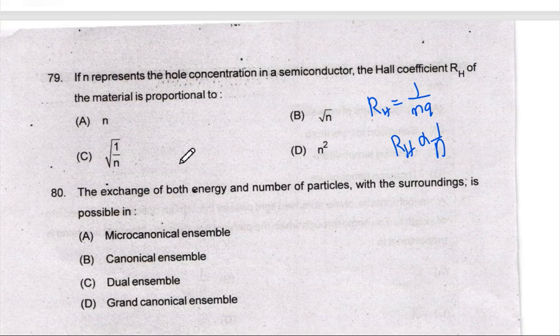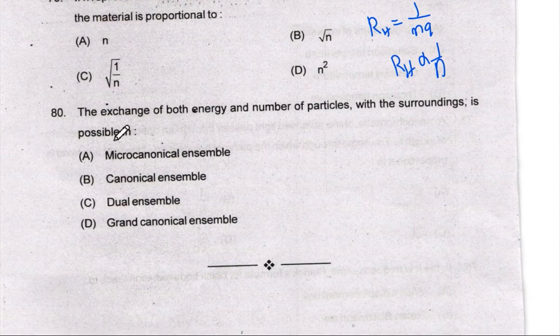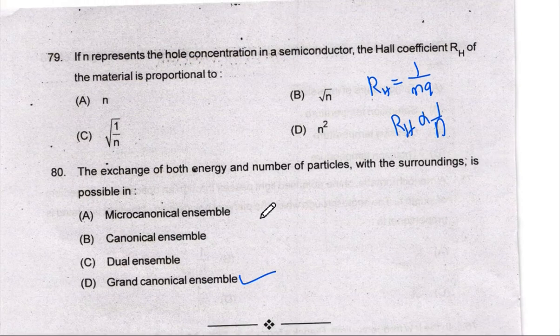So next question, question number 80. The exchange of both energy and number of particles with the surrounding, which is possible. So both energy and number of particles are exchanged only in the case of grand canonical ensembles. But I can write that for microcanonical ensembles, nothing will be allowed.